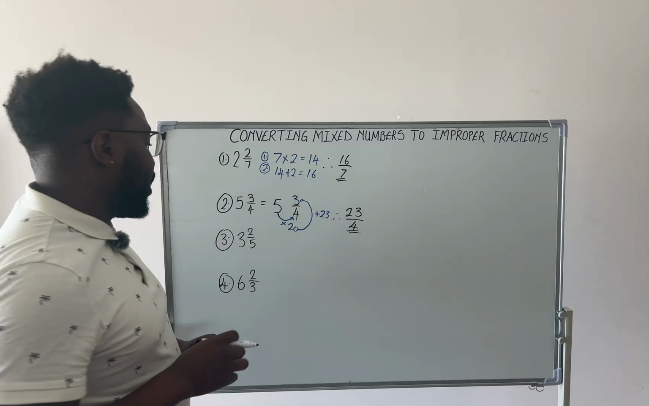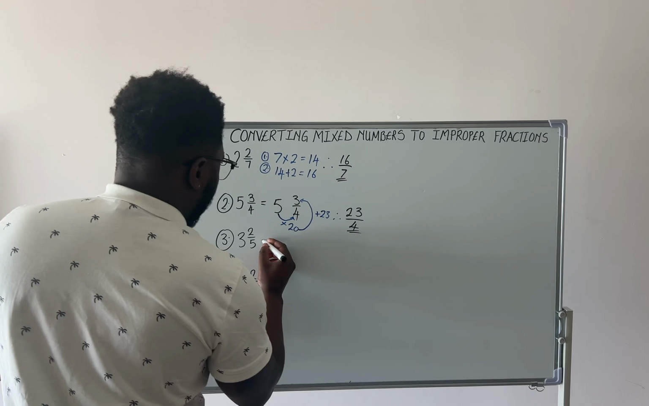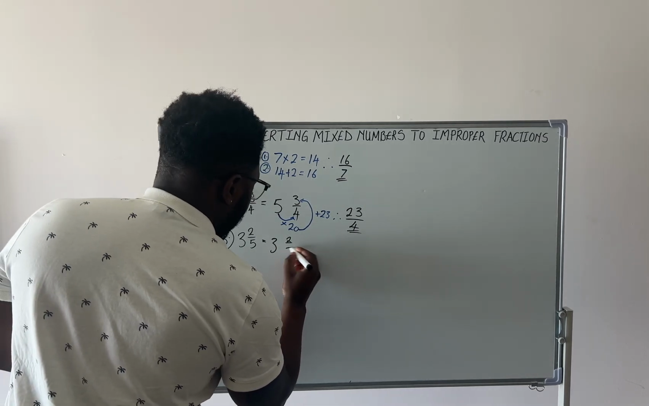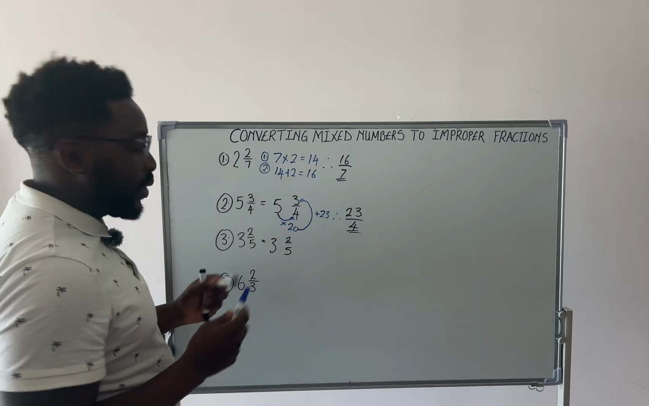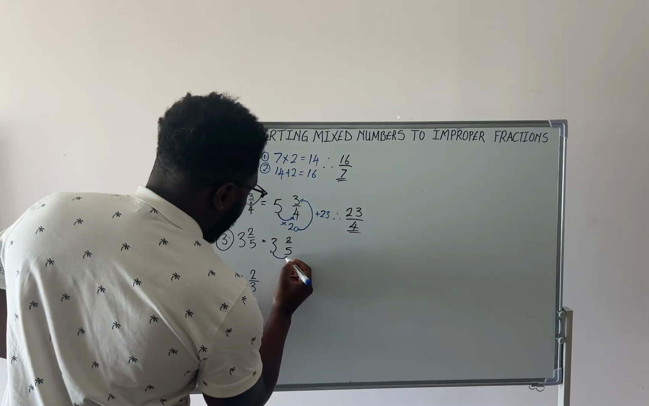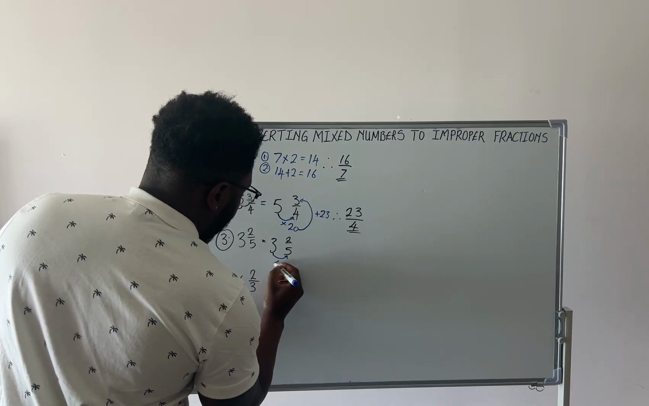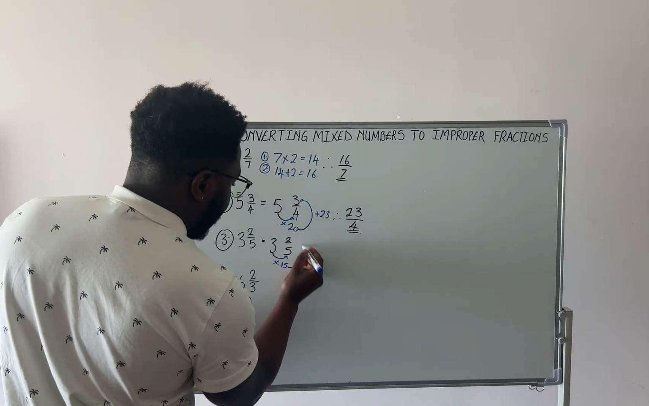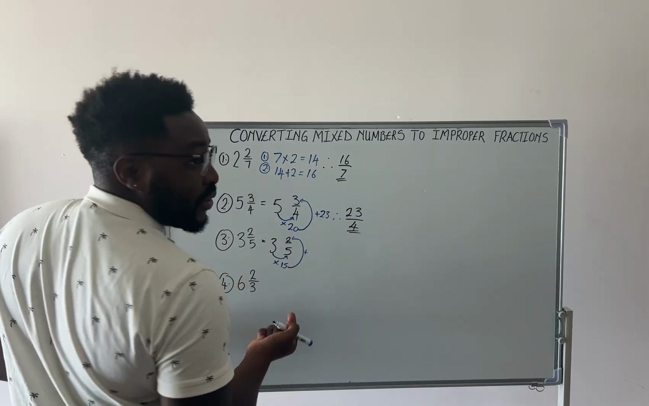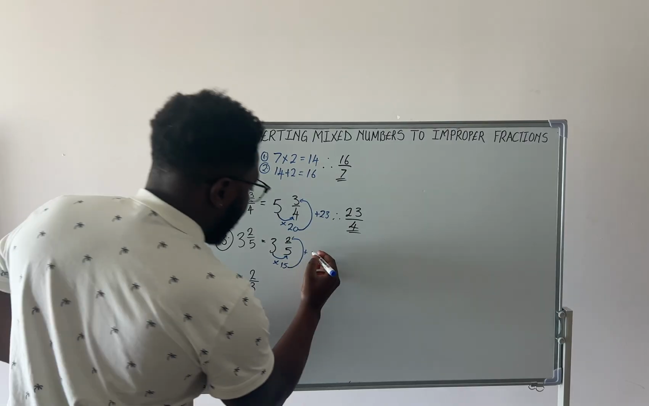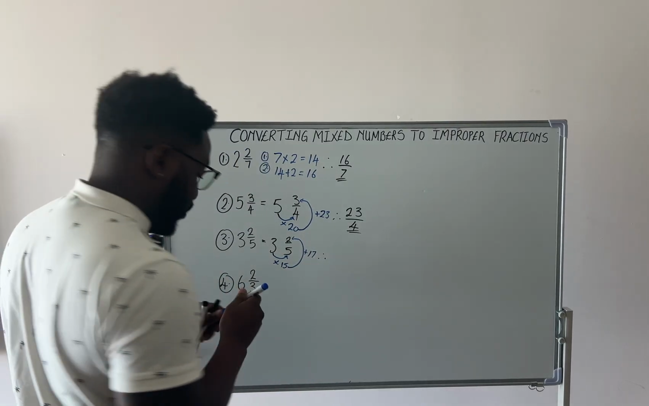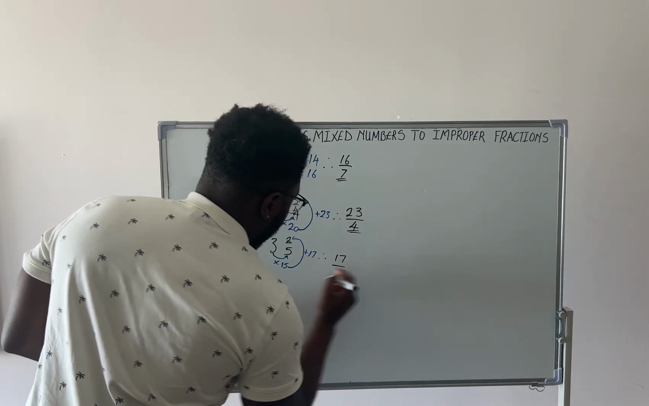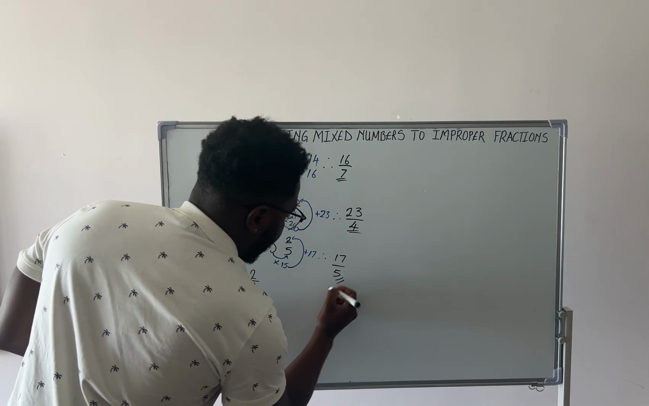So now let us deal with question number 3. What is the first thing that we have to do? I'll write the whole mixed number here again. The first thing is that we are multiplying the denominator and the whole number. So 5 multiplied by 3 is 15. Our second part is adding this 15 to the numerator. So 15 plus 2 is 17. Therefore, our improper fraction will be 17 over, you keep your denominator, 5.